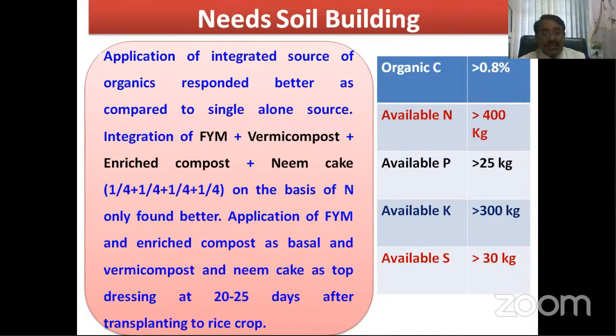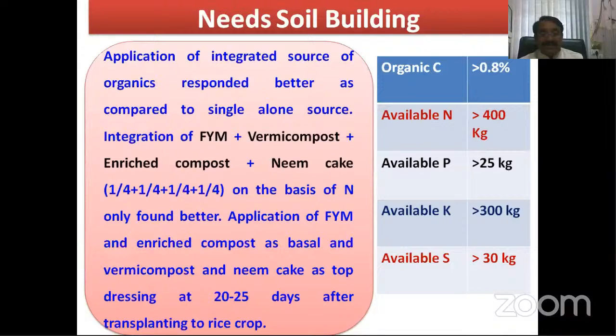And the soil must have more than this benchmark which I have developed as per my experience: the available N should be this much, organic carbon this much, available P, available K, available S. And with the integrated approach, FYM has its own role. FYM is responsible for long-term carbon buildup. Vermicompost and enriched compost have their own role. They have a low C:N ratio, they mineralize very fast, and cope up with the immediate crop demand.